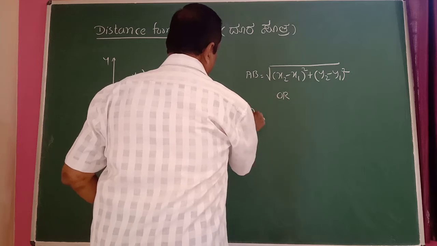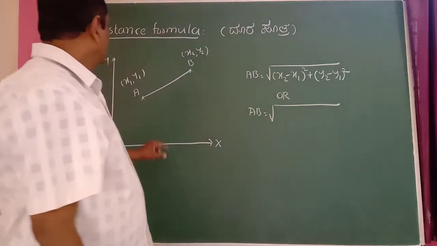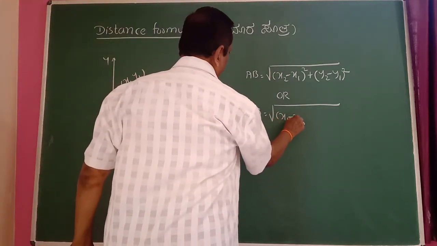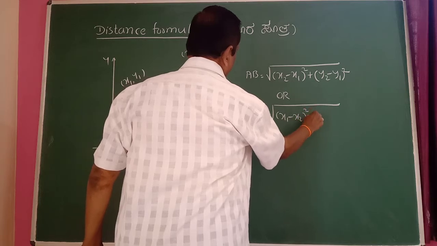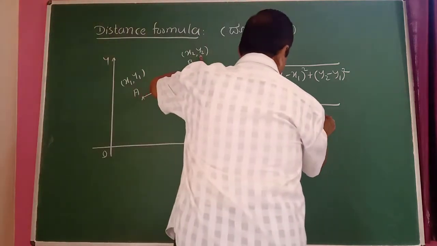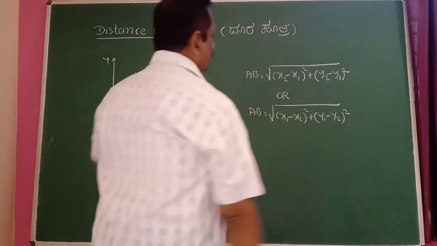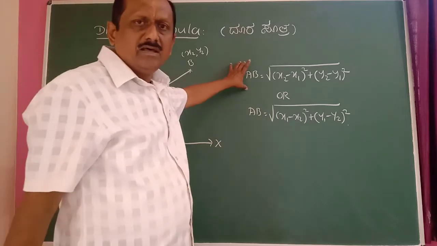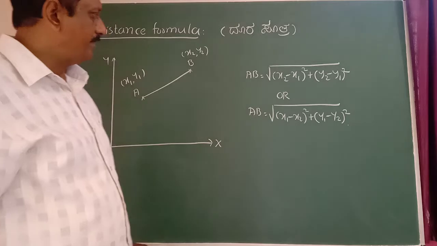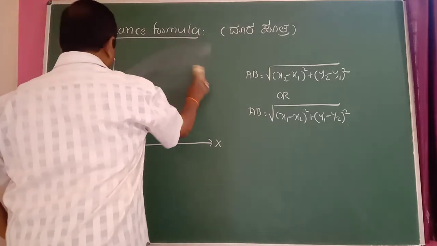You can take here AB is equal to root of x1 minus x2 whole square plus y1 minus y2 whole square. So you can use this formula or this formula. You'll get the same result here. Okay. Suppose if you want to find the distance of a point from the origin.